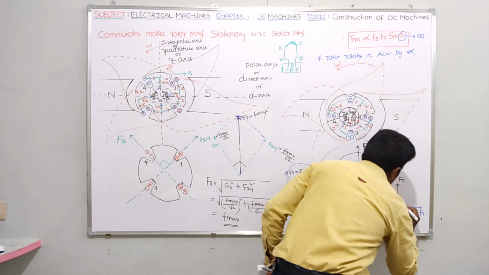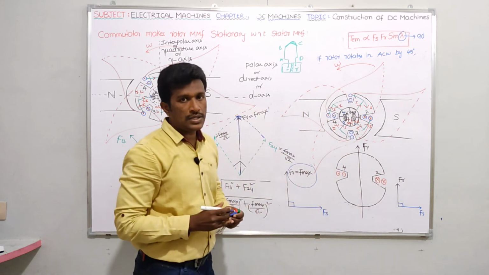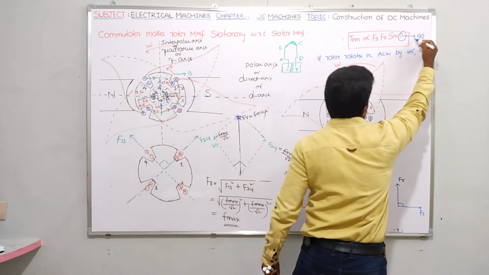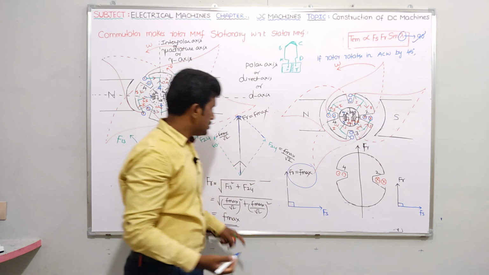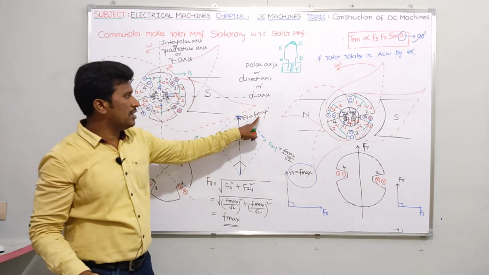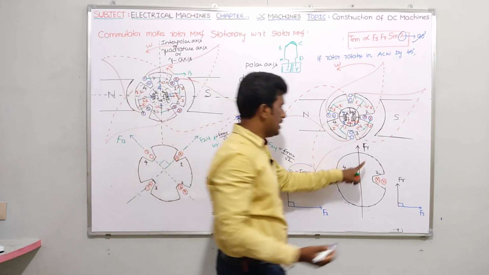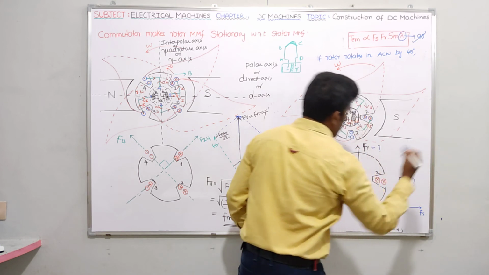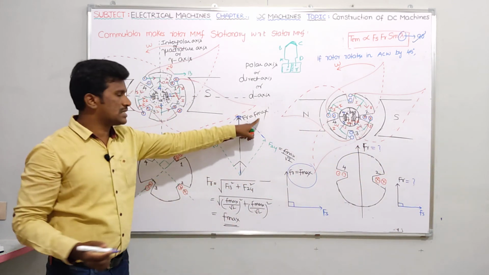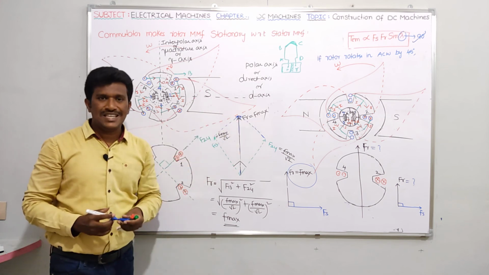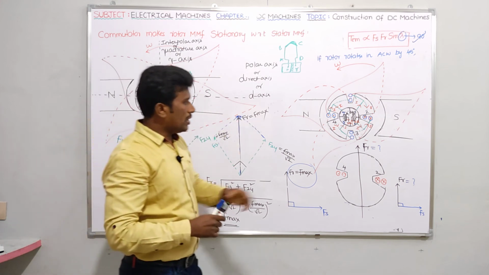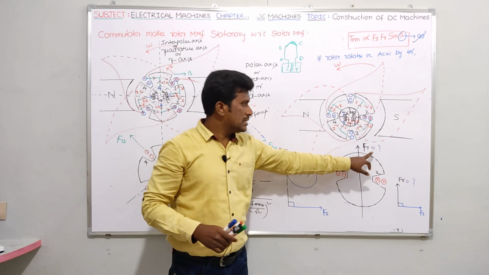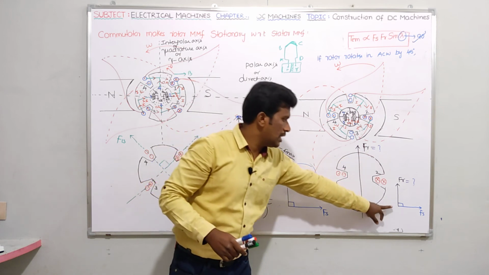So what is the angle between these two, guys? 90 degrees only. See, initially 90 degrees, now also 90 degrees. Initially, what is the magnitude of FR? F max. Now let me decide magnitude of FR. Here magnitude of FR. If you are getting same value just like F max, then we can say that yes, your rotor MMF, okay, is stationary with respect to stator MMF.